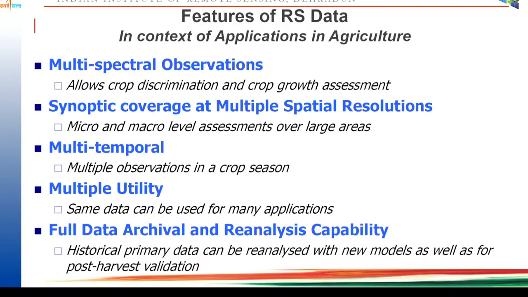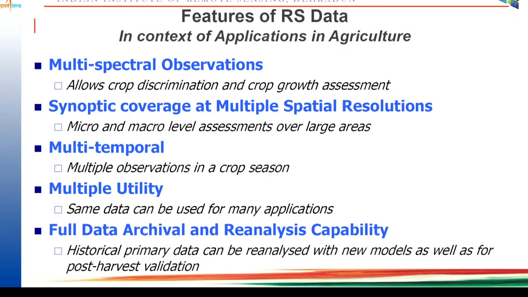There are different characteristics of satellite data with respect to agriculture. Mainly, satellites may have multispectral observation. As I said, a number of spectral channels or spectral bands. More spectral bands allow better discrimination of crop growth and identification of crops and crop assessment, like hyperspectral. Synoptic coverage at multiple spatial resolutions means large area. Satellites enable you to map large areas with multiple spatial resolutions, so you can monitor from a particular district level crop acreage estimation to almost a country or nation.